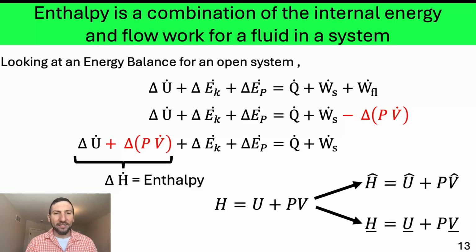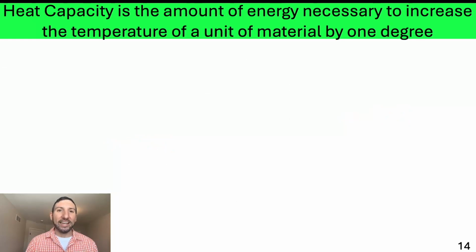And now that we have that, there's one final term that I want to talk about in this video, which is heat capacity. So heat capacity, as you probably have heard from your high school chemistry classes, is the amount of energy necessary to increase the temperature of a unit of material by 1 degree, right? I'm leaving it very vague because you can use different units of mass, you can use different units of temperature. So heat capacity is a little bit more flexible with this definition.